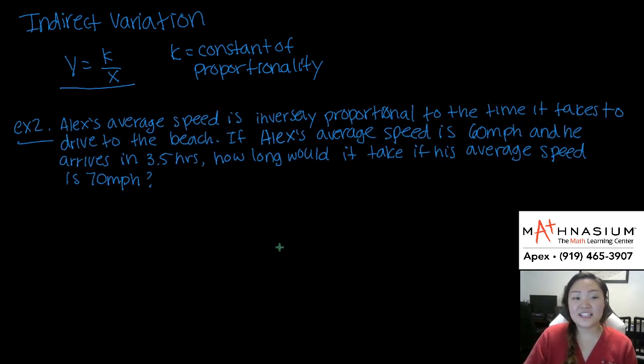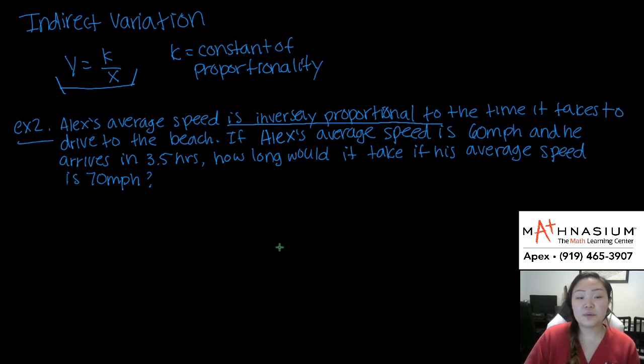Okay, now let's go ahead and start our next example. Alex's average speed is inversely proportional to the time it takes to drive to the beach. If Alex's average speed is 60 miles per hour and he arrives in 3.5 hours, how long would it take if his average speed is 70 miles per hour? So the first thing I want to point out here is this phrase, is inversely proportional to. That's what tells us that this problem is an indirect variation problem and that we'd be using this equation up here at the top to solve this problem.